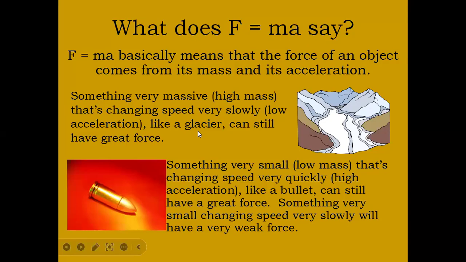So F equals ma basically means that the force of an object comes from its mass and its acceleration. Something very massive, high mass, changing speed very slowly, low acceleration, like a glacier, can still have a great force. Sometimes something very small, low mass, changing speed very quickly, high acceleration, like a bullet. The bullet's speed is high but its mass is very low. They can still have a great force. Something very small changing speed very slowly will have a very weak force. So this is another example of the second law.